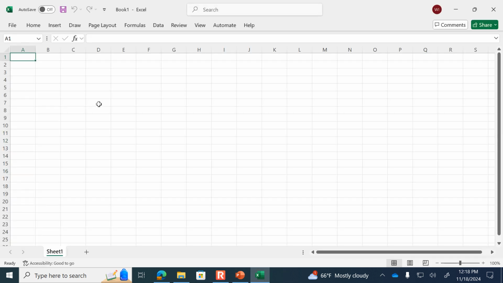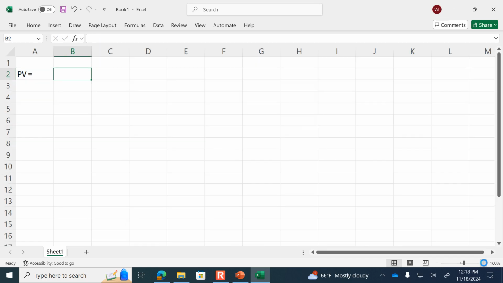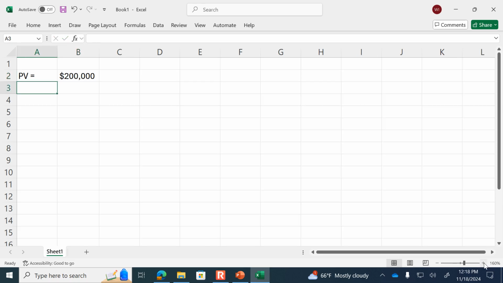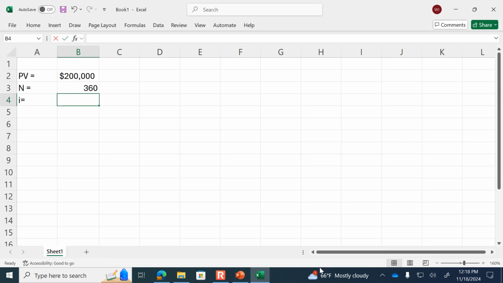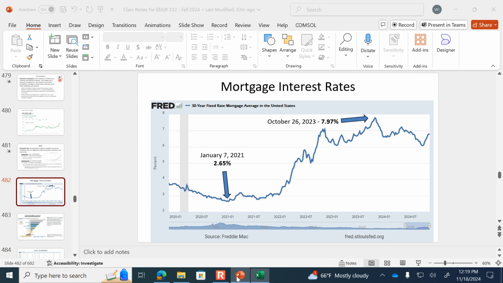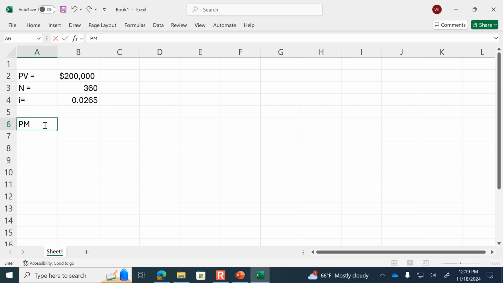So let's say that someone was buying a house, the present value of the house was $200,000. All right, and the number of periods is 30 years at 12 months per year, so that is 360 periods. And then the interest rate, let's start off with this interest rate of 2.65% from January 7th. If you timed it just right, it was 2.65, right? I was just looking at it. All right. So what is the payment in a case like that?